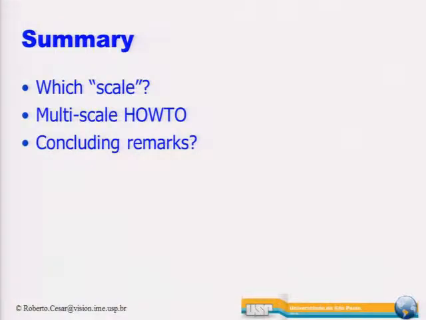Here's a summary of my talk. Well, first of all, I would like to talk a little bit about the concept of what we are naming a scale. Then to speak a little bit about some fundamental tools or concepts that are important, and then some concluding remarks.